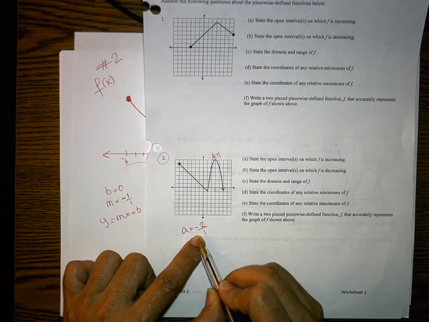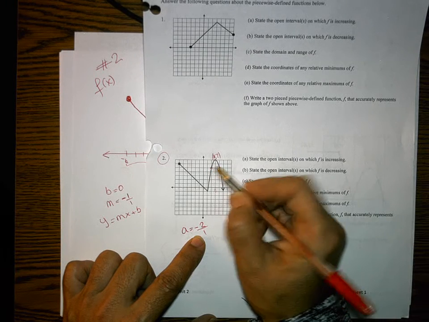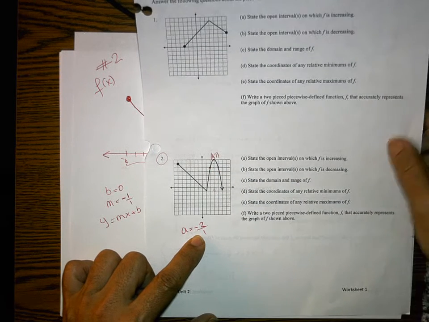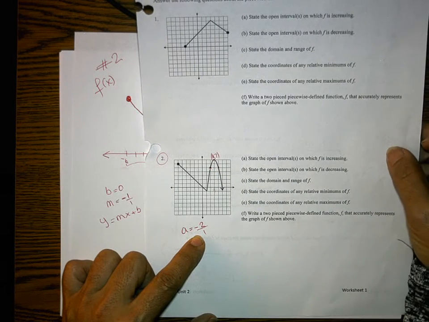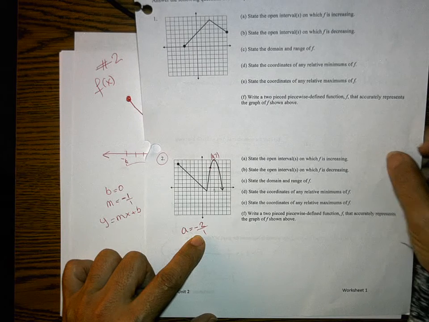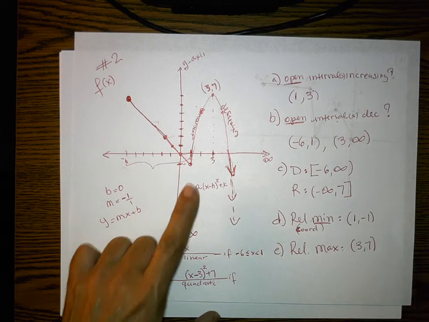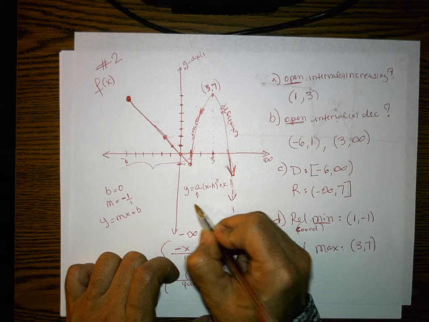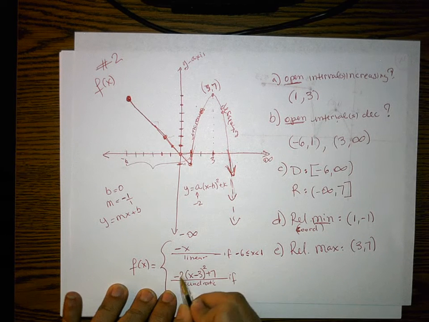I would have to pick a point on the graph, plug it in and solve for A. And I showed you how to do that in previous videos. So now I know what the stretch is for my graph. This A is a -2, so I come and put it over here.